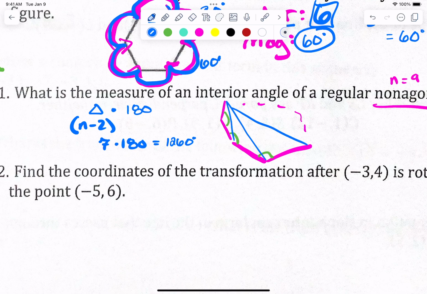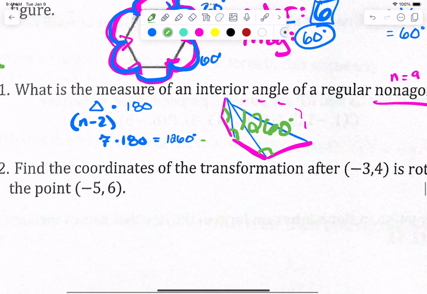I got it. 7 times 180 is 1260, cool. That means there's 1,260 degrees inside of that 9-sided figure. Okay, how do I figure out what each one of them is? Do I divide by 9 or do I divide by 7? Divide by 9, because there's 9. I'm just trying to throw in things that I know your brain's going to do to you on the test. Okay, 140, so each one of them is 140 degrees.